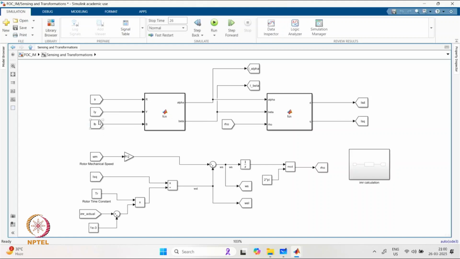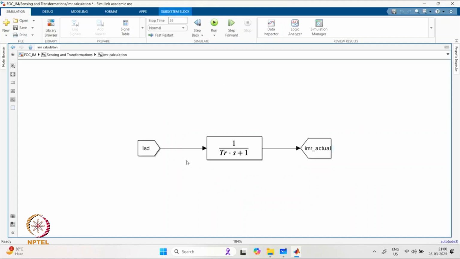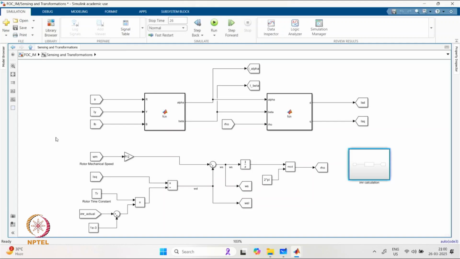So we have the measured quantities IR, IY, IB, which are transformed to alpha beta, and then by using the appropriate unit vector it is converted to ISD, ISQ, which is eventually used for the feedback purpose. We are also having the model for the IMR computation, and ISD is taken as the input for that, and IMR, the rotor flux magnetizing current, is computed over here. Now we are computing the slip speed by using the ISQ current, IMR current, and the rotor time constant, and this slip speed is added to the measured mechanical speed to generate the synchronous speed for the machine, which is used for generating the angle for the rotor flux.